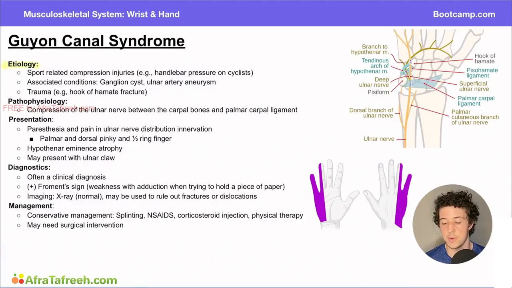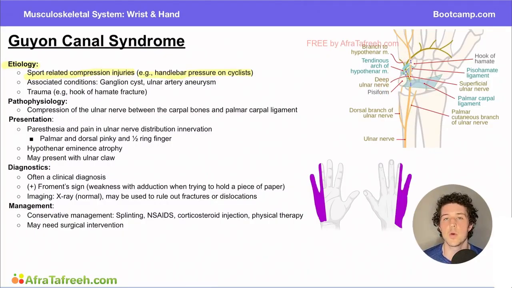So very, very commonly from sports-related compression injuries, the most classic one is going to be handlebar compression on cyclists. So when those road cyclists are thinking to themselves, I need to go out and be a nuisance to drivers for several hours, during those several hours, they have their hands resting on their handlebars with a lot of their weight on it. And that compression is going to be here in that Guyon's canal, which can then compress the ulnar nerve.